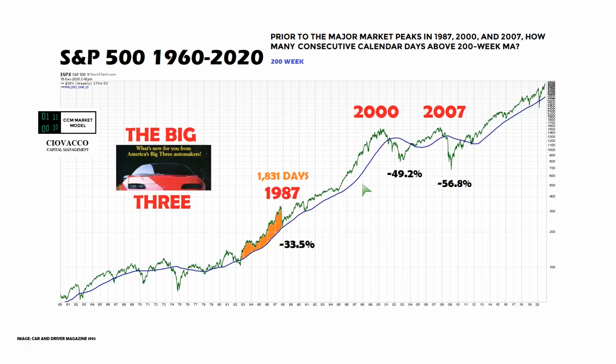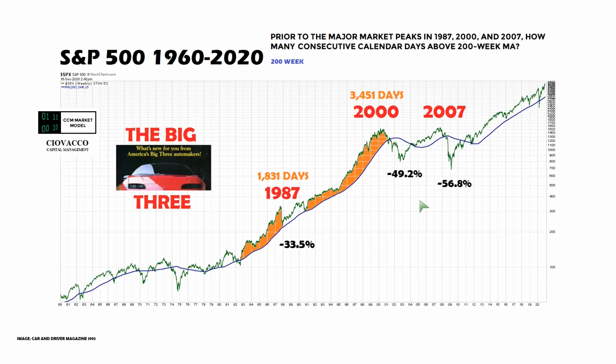How about the 2000 case? How extended was the trend before the dot-com bubble burst? Quite a bit worse. 3,451 calendar days, with no close below the 200-week moving average. Also noteworthy, this happens twice in the same secular bull.